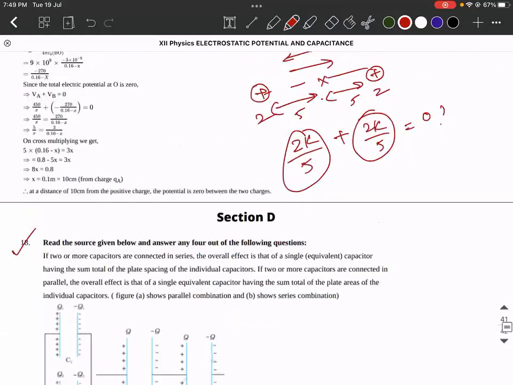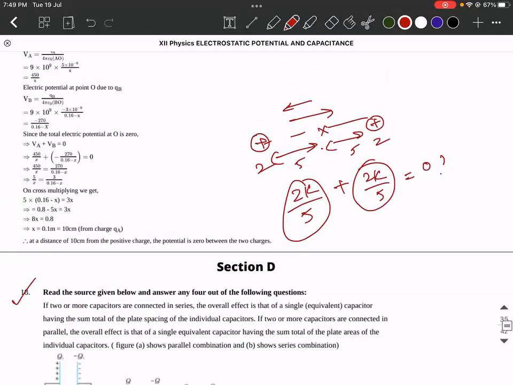Yes, there will be 2 points, that is what I told you. You have to mention it is on either side of both the charges, either side of the charge with lesser magnitude. So 10 is also an answer and 40 is also an answer, but with respect to whom? With respect to the 5 microcoulomb charge. That you need to mention.